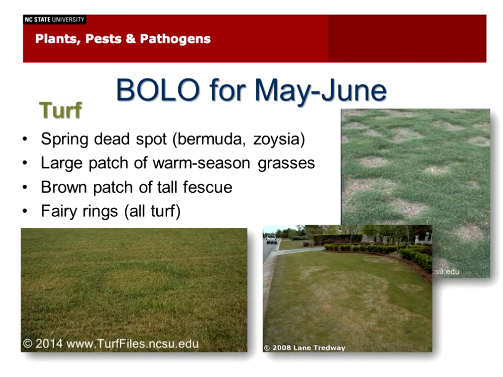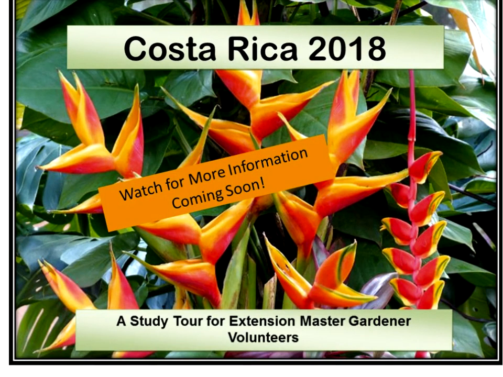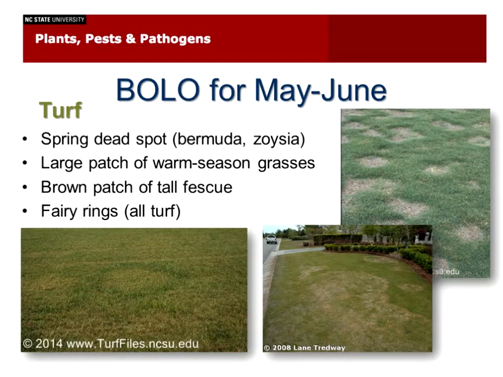In the turf, spring dead spot would be something on your Bermuda, zoysia, your warm season grasses. As the temperatures and the humidities heat up, we'll see large patch on our warm season grasses, and brown patch on the tall fescue. Large patch of warm season grasses would be something more in the cooler times of the year, which we seem to be out of. And then, of course, fairy rings on any kind of turfgrass. Oops, sorry, that was Lisa's slide here.